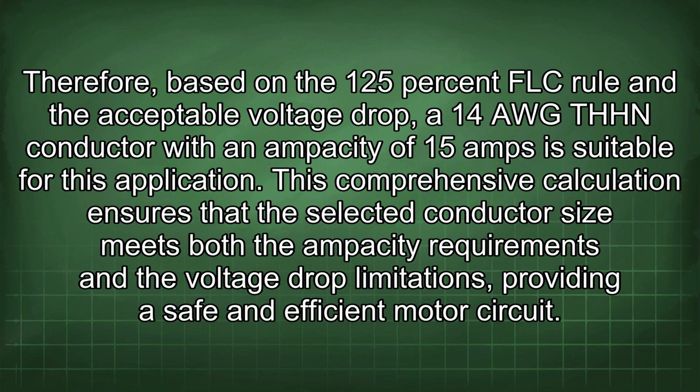Therefore, based on the 125% FLC rule and the acceptable voltage drop, a 14 AWG THHN conductor with an ampacity of 15 amps is suitable for this application. This comprehensive calculation ensures that the selected conductor size meets both the ampacity requirements and the voltage drop limitations, providing a safe and efficient motor circuit.